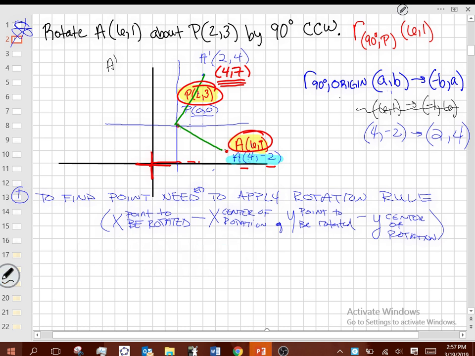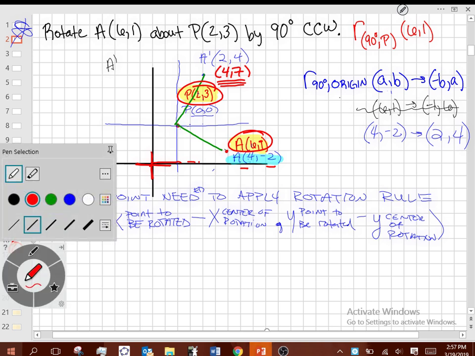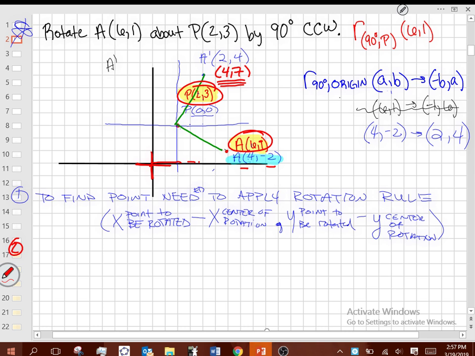Second thing you're going to do, step 2, okay, second thing is you're going to apply your rotation rule to that previous point we just came up with.